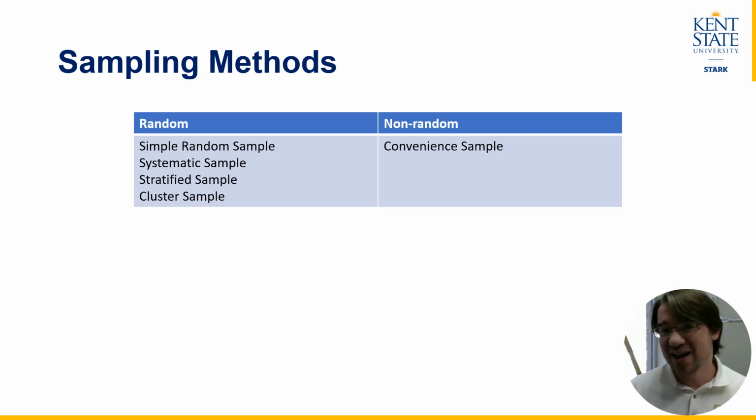So we'll consider 5 different commonly used sampling methods. 4 of these are random: a simple random sample, a systematic sample, a stratified sample, and a cluster sample. The last is non-random, a convenience sample. Let's look at each in turn.